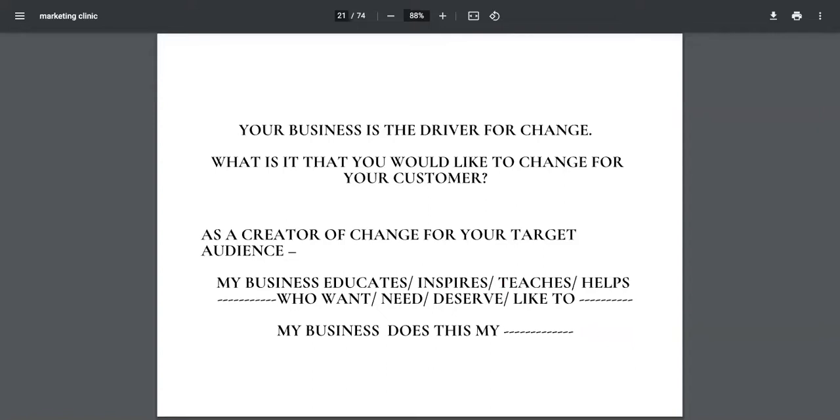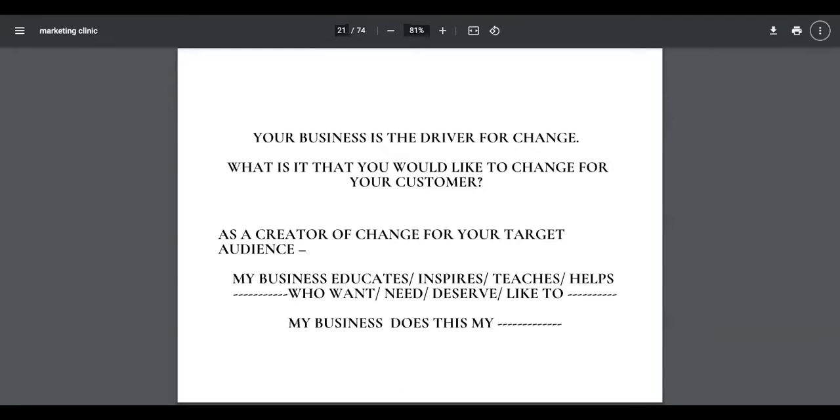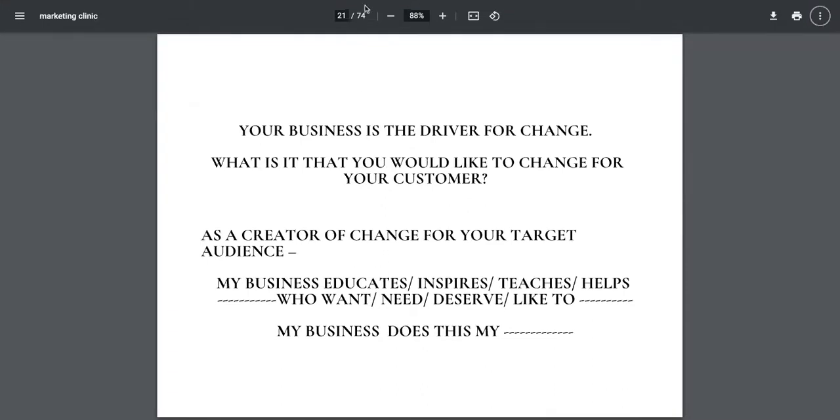Okay, so Ivy, my business connects business to business. And how does it do that? So your business helps, yes, your business helps businesses connect. And your business does this by? Through consultancy. Okay, I like that. Very good. So your business helps businesses connect through consultancy. Fantastic.